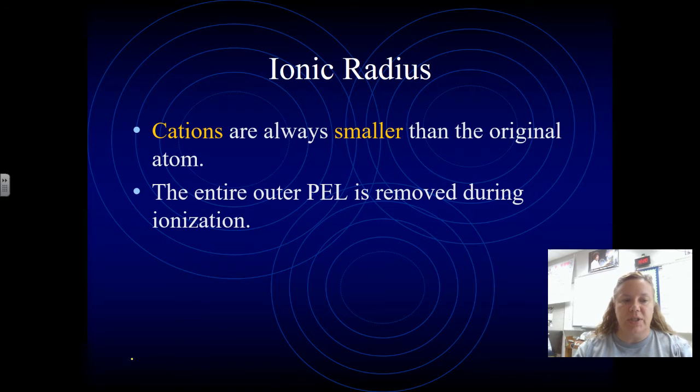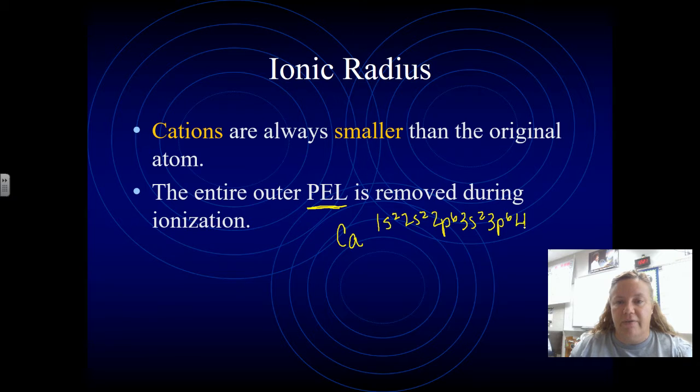So I want to draw a couple little pictures here for you just to help you out. The entire outer principal energy level. So let's take, for example, calcium. Let's pretend we're working with calcium, and if we write calcium's electron configuration, we're going to have 1s2, 2s2, 2p6, 3s2, 3p6, 4s2. So therefore, if calcium loses its two outermost electrons, we're going to basically take out our whole entire energy level, which is 4. So that's what that means. The entire outer principal energy level is removed.